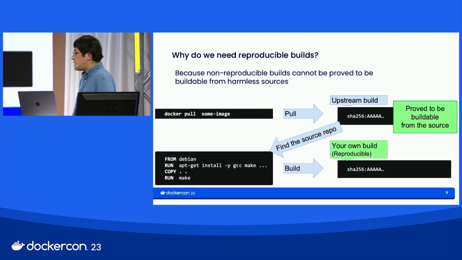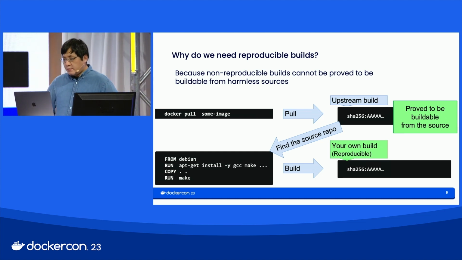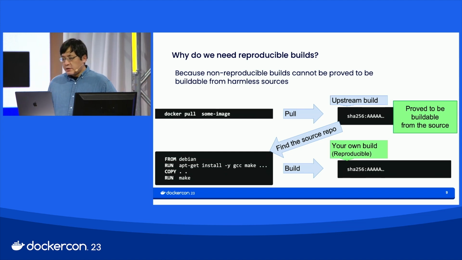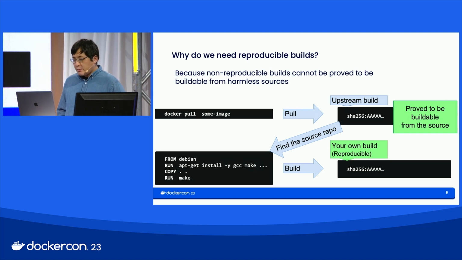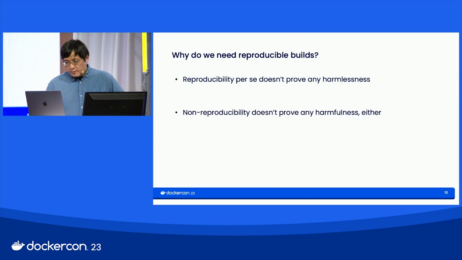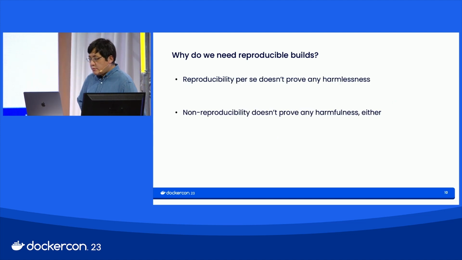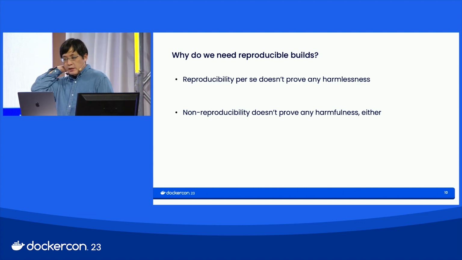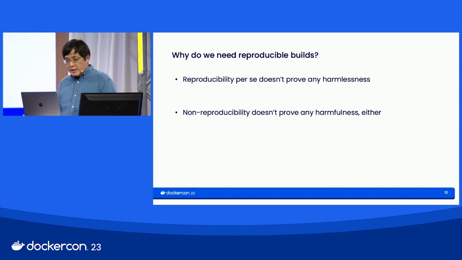But if the image is reproducible, you can prove that the upstream image is actually buildable from the source. So you can trust this image, and in general, you can also say that the publisher of the image is more trustworthy than other image publishers. But reproducibility itself doesn't prove any harmlessness. And non-reproducibility doesn't prove any harmfulness either.